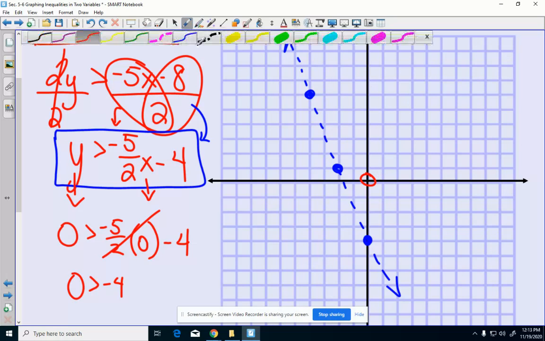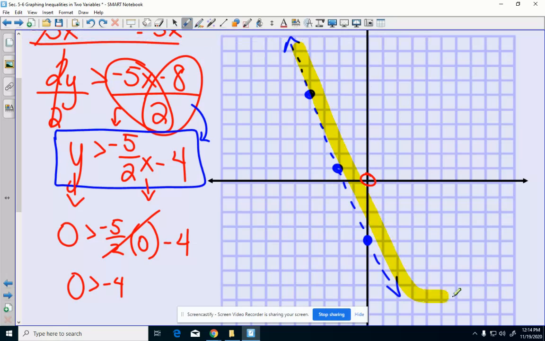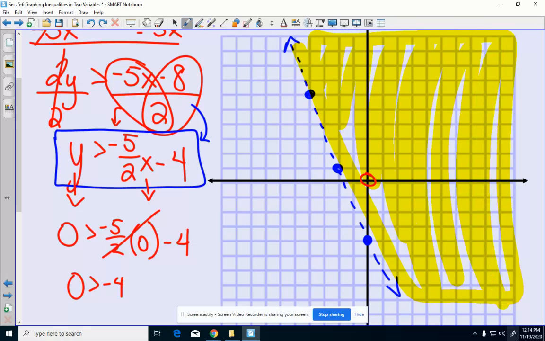Which means I want to shade this side. That's fine. What side would he stand on? He'd stand on the greater than side. And I wanted greater than, so I'd shade where he would be. No, he wouldn't. If you drew the guy, he would be standing over here, and he's always on the greater than side.